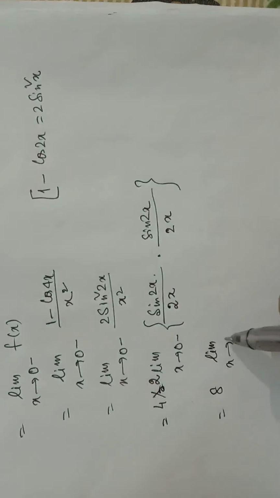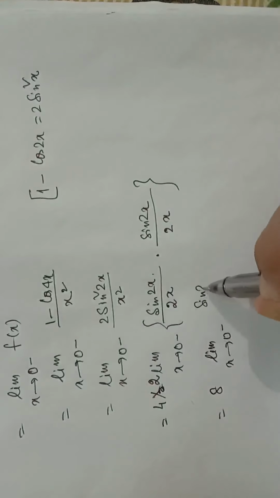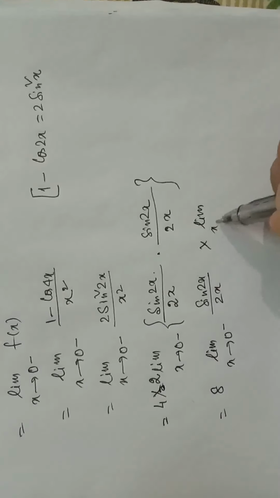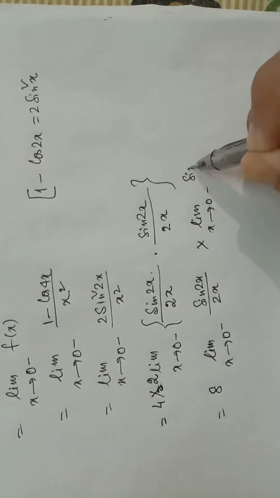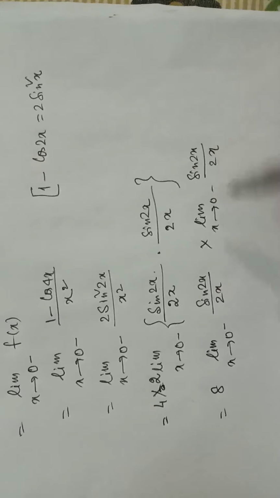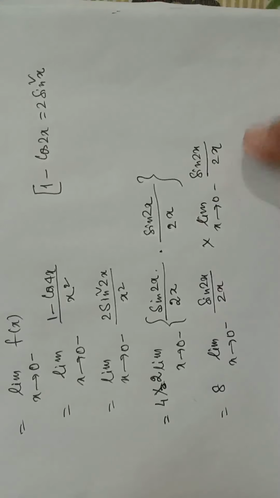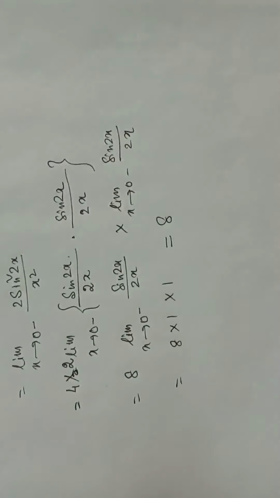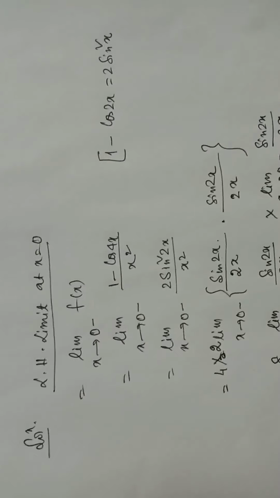8 into limit x tends to 0 minus sin 2x by 2x, into limit x tends to 0 minus sin 2x by 2x. Value of this is 1, value of this is 1, as sin 2x by 2x tends to 1 when 2x tends to 0. So 8 into 1 into 1, ultimately its value is 8. So this is our left hand limit at x equal to 0.